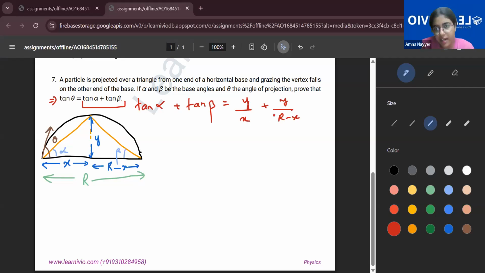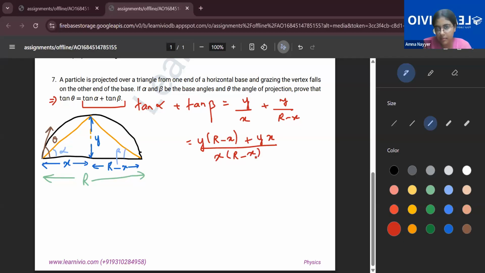So we are going to simplify it a bit, by cross multiplying the terms, means taking the LCM. Once the LCM is taken, then we can have a final value which cannot be solved further. Then we can go on towards using the equation of the trajectory. So this will be y into (R minus x) plus y into x, divided by x into (R minus x). Did I write it correctly?